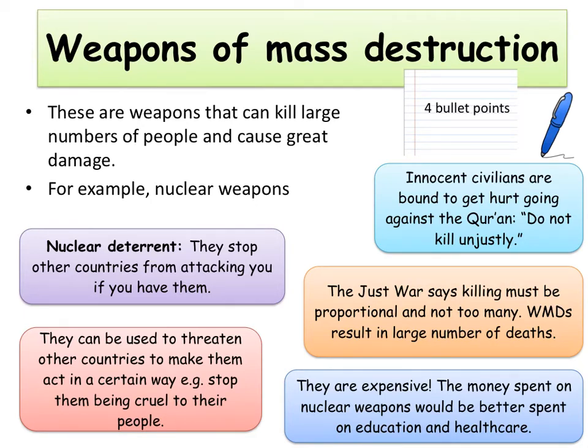The just war theory says that killing must be proportional and not too many. Weapons of mass destruction result in large numbers of deaths and therefore would go against the just war theory.